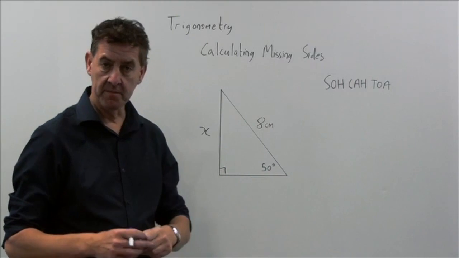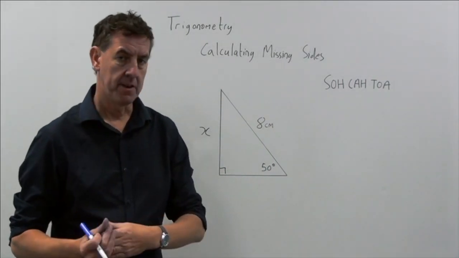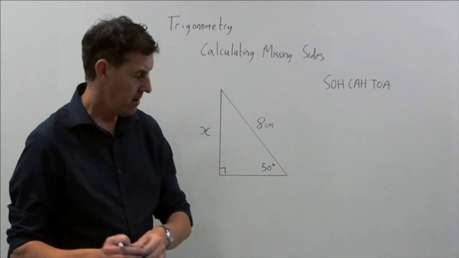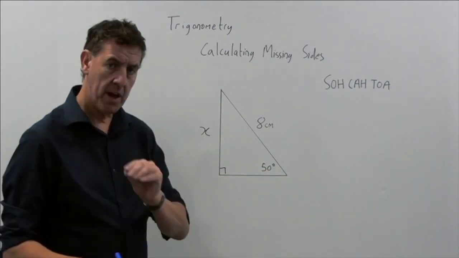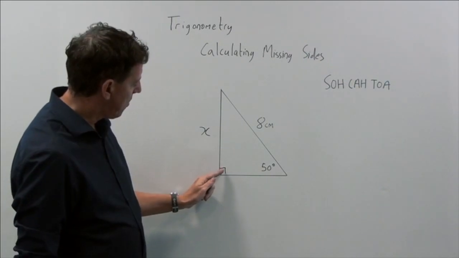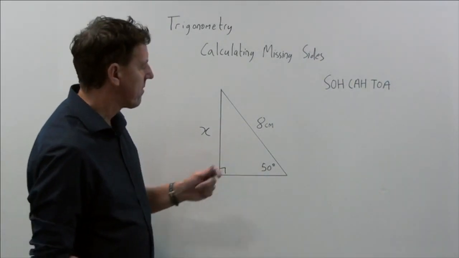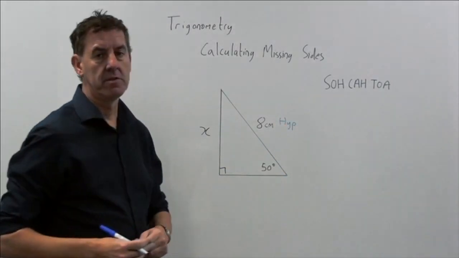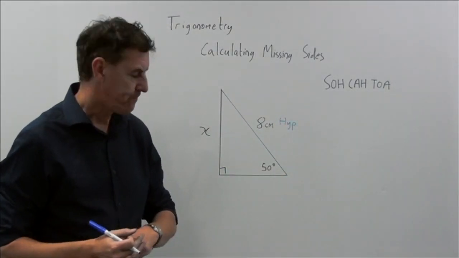The angle this time isn't 45 degrees, it's 50 degrees. But you label from the angle that you've been given, which is the 50 degrees. Remember, the one that I always label first is the hypotenuse. The hypotenuse is the one always opposite that right angle. So this one is called the hypotenuse. I'm just abbreviating it to HYP.